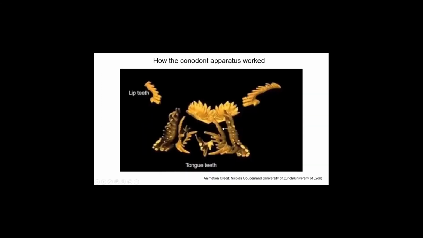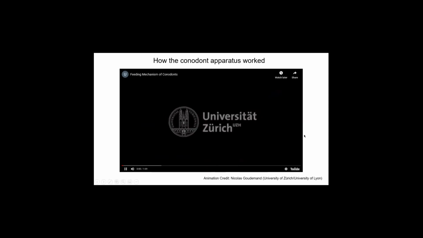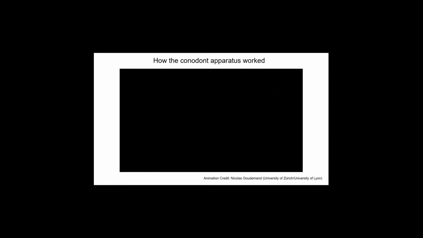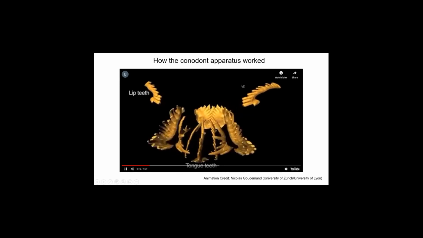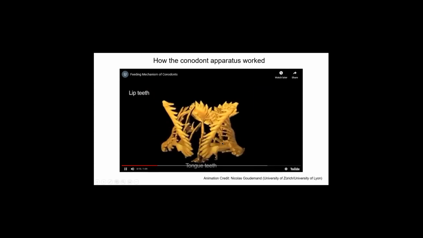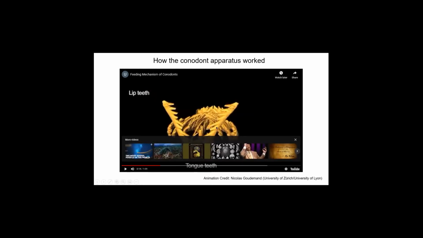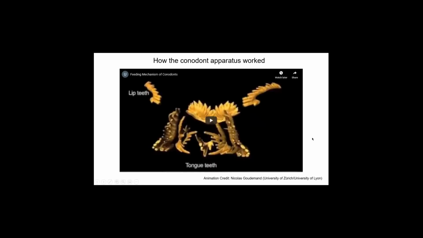So I've got a really nice, hopefully this works here, it's a lovely little animation by Nick Gudemon, who's at the University of Lyon. Hopefully this works, there we go. Just to give you a bit of an illustration of how that would have worked in life. So here we go, this is the apparatus here. This is inside the mouth of the animal. Basically, it all works as a sort of grasping mechanism, and it brings the food to the back of the throat where it's then processed. Just going to skip. There we go.